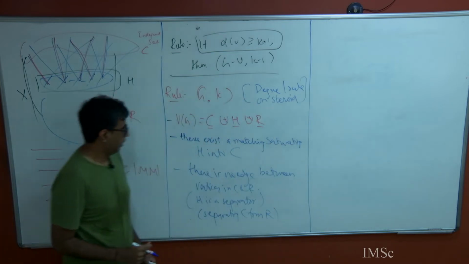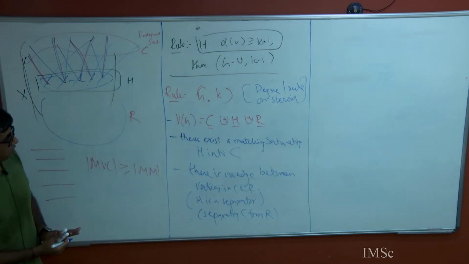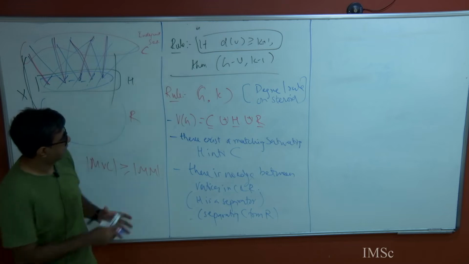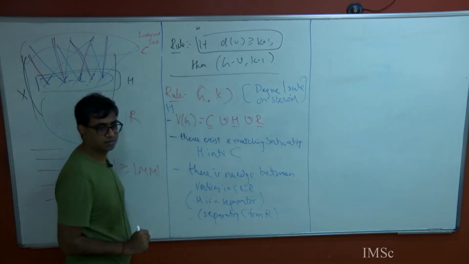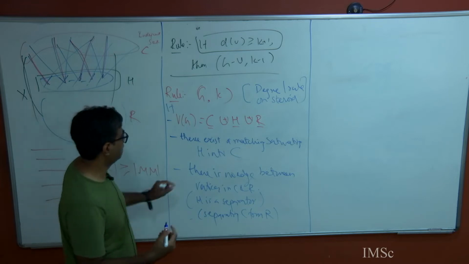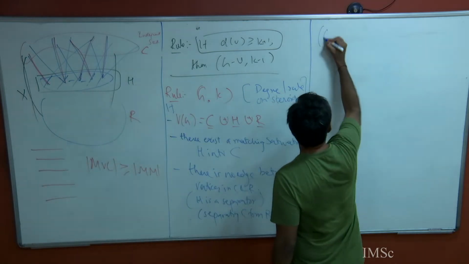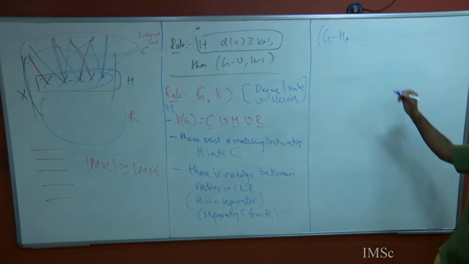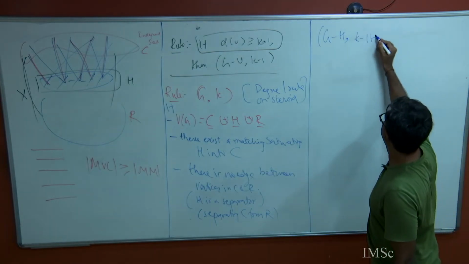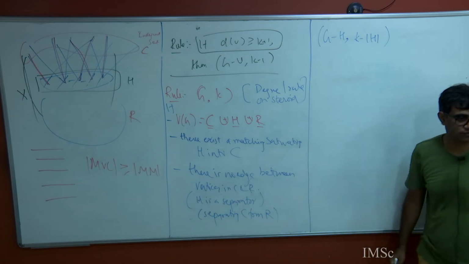So what I'm saying is, if this property is satisfied, then we have the following rule. What is the rule? We say G minus H: let's delete H from my graph and decrease my parameter by K minus H, right?